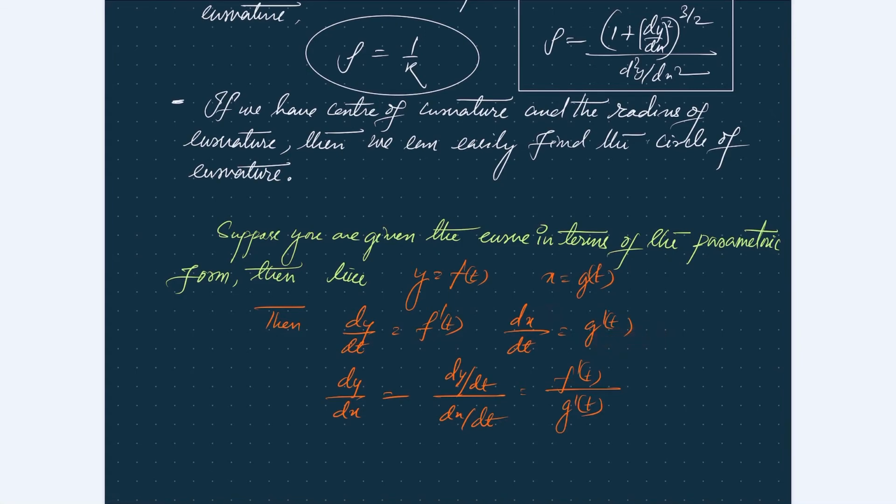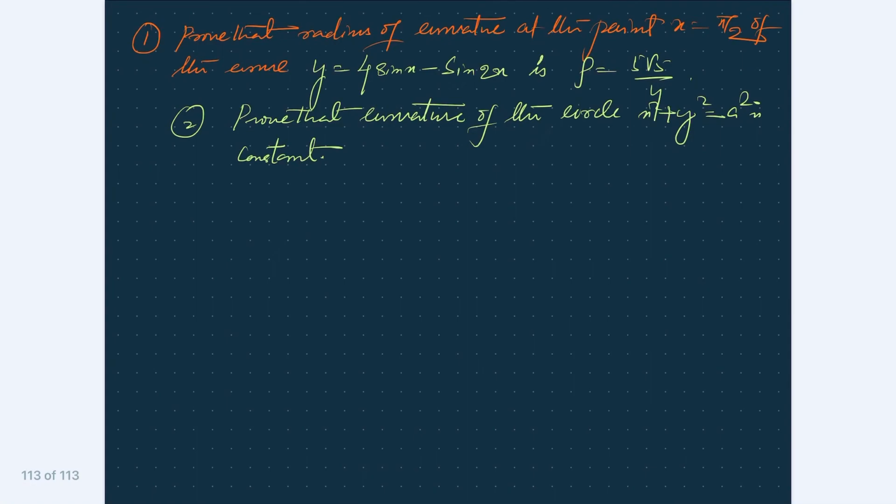So dy by dx will be equal to dy by dt divided by dx by dt. So dt will cancel out, and dy by dx is f prime of t divided by g prime of t. In a similar fashion, if we differentiate again with respect to x, we can find d square y by dx square. From there you can replace it if you want to find rho, the radius of curvature, and we can formulate it.